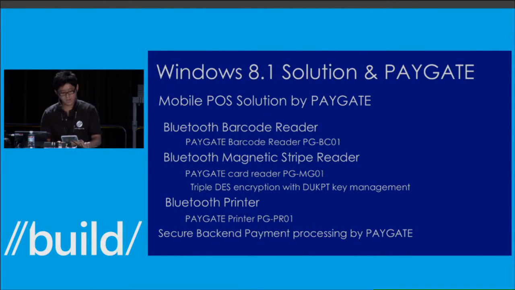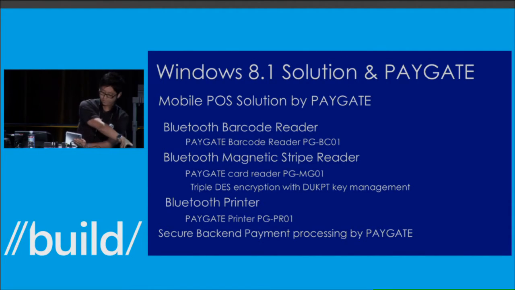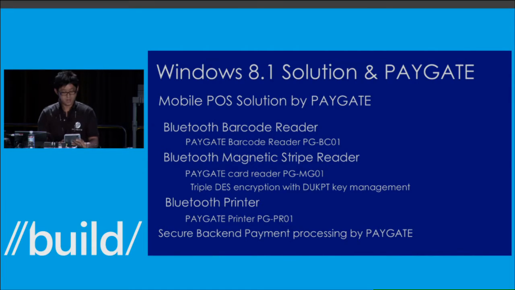So our company's hardware includes a Bluetooth barcode reader, a Bluetooth magnetic credit card reader, and a Bluetooth printer. All devices are PCI DSS compliant. We also have other Bluetooth devices, such as magnetic card readers and IC chip and PIN readers that also include NFC technology, and a 2D barcode reader.